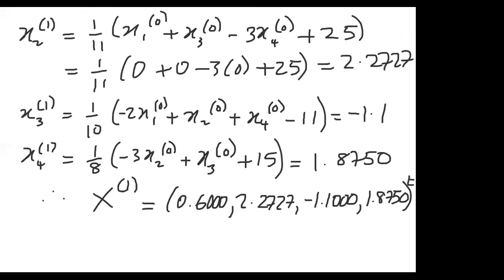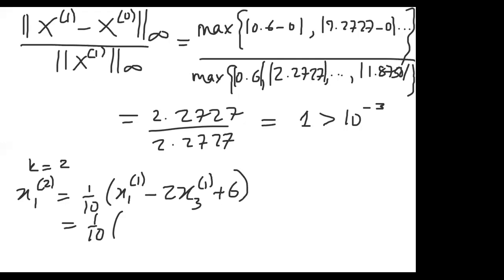Using this, I'm able to get, actually it's x21, 2.2727. So I'll just substitute those values in this formula. Actually here it's x2, not x1. Sorry. Okay, good. So I'll substitute: 2.2727, then minus 2 times x3, 1. x3 is negative 1.1, okay, and then plus 6. So if you want, you can even use your calculator there.